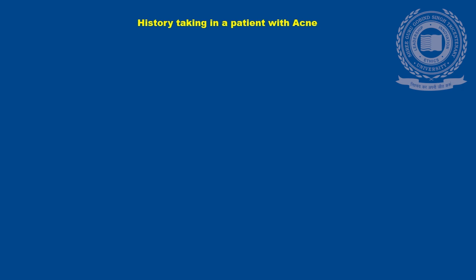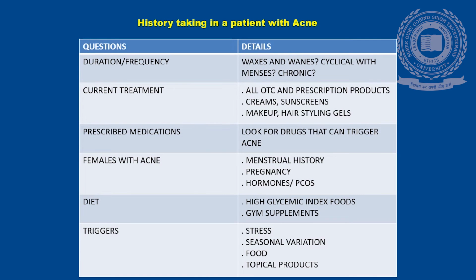Now coming to history taking in a patient with acne. When a patient with acne presents to us, it is very important that we ascertain the duration and the frequency of acne. Whether the acne waxes and wanes with the menses, whether it is acute onset, whether it is chronic onset. It is also important to understand what the patient's prescriptions are, whether the patient has been taking over-the-counter treatments, any prescription products, any creams, sunscreens, makeup that the patient has been applying.